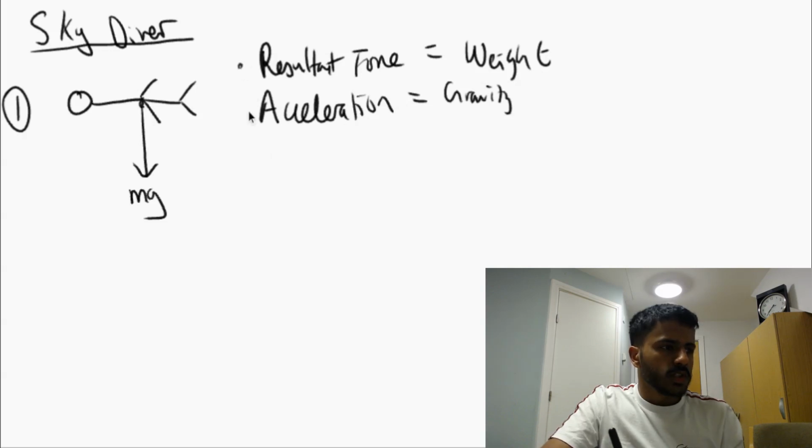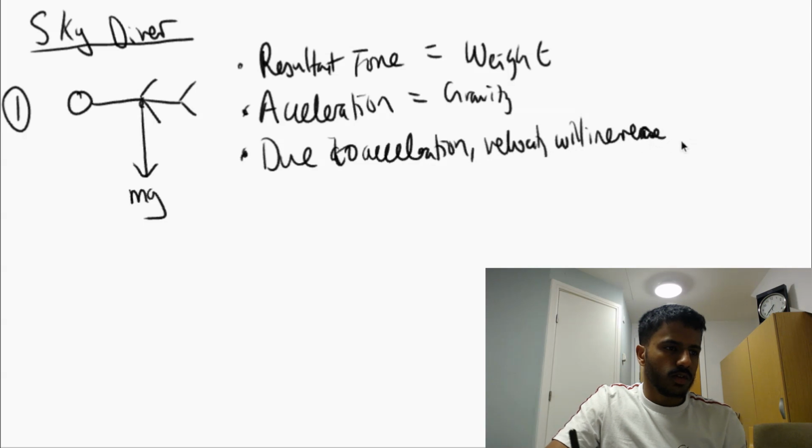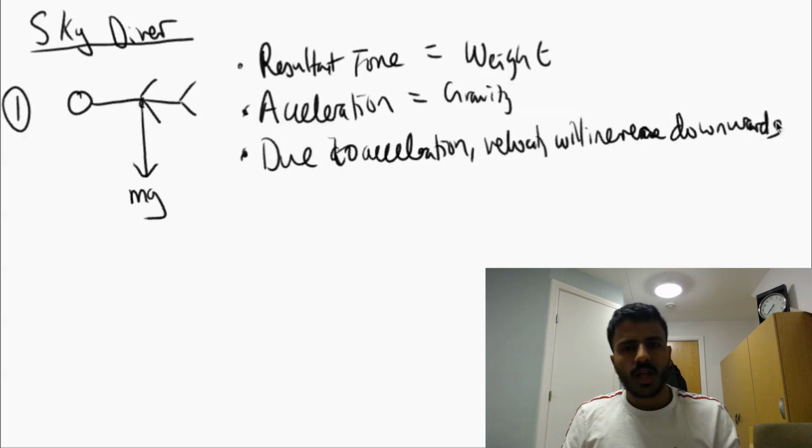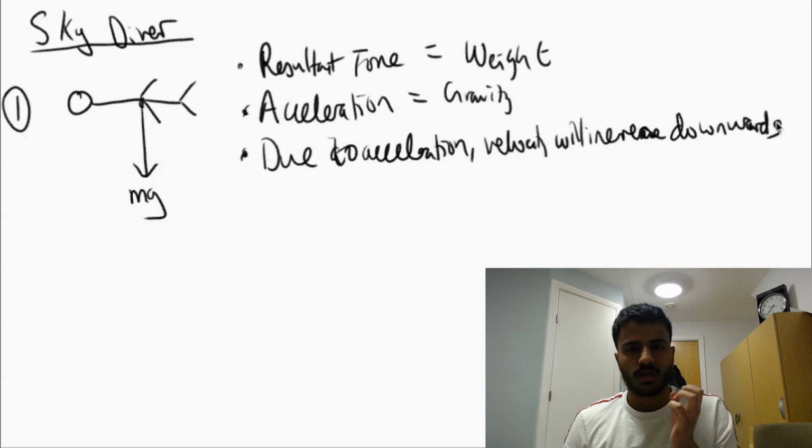And because he's accelerating, that means he is going to have an increasing velocity. So the velocity will increase downwards. And we're going to assume that when he jumps off the plane, he jumps off at rest. So he just seems to fall off the plane rather than jumping downwards. So we're going to assume that he just falls from rest.